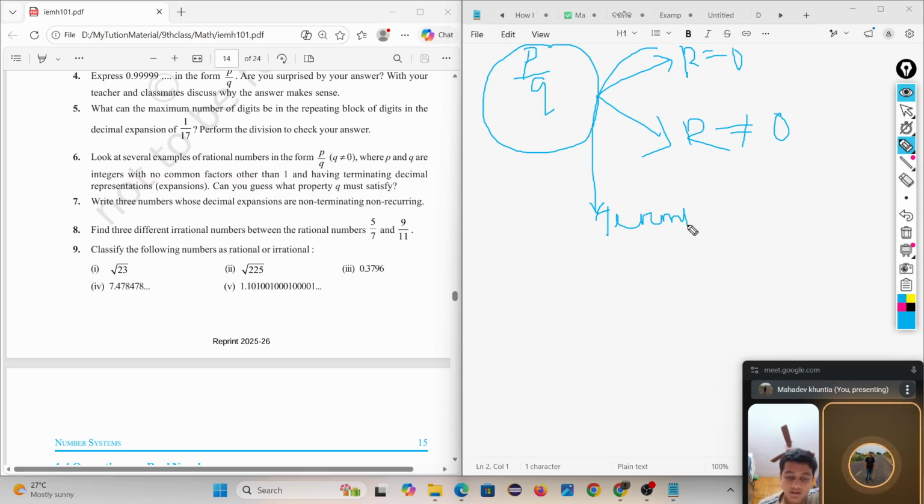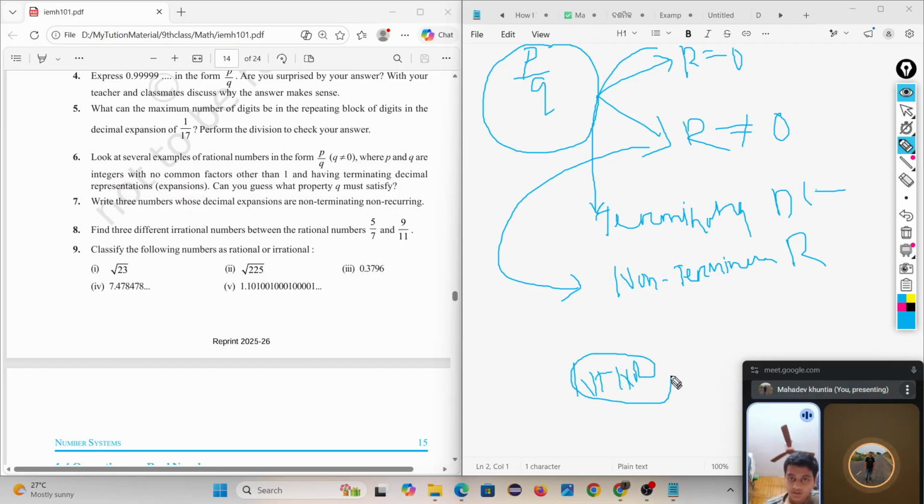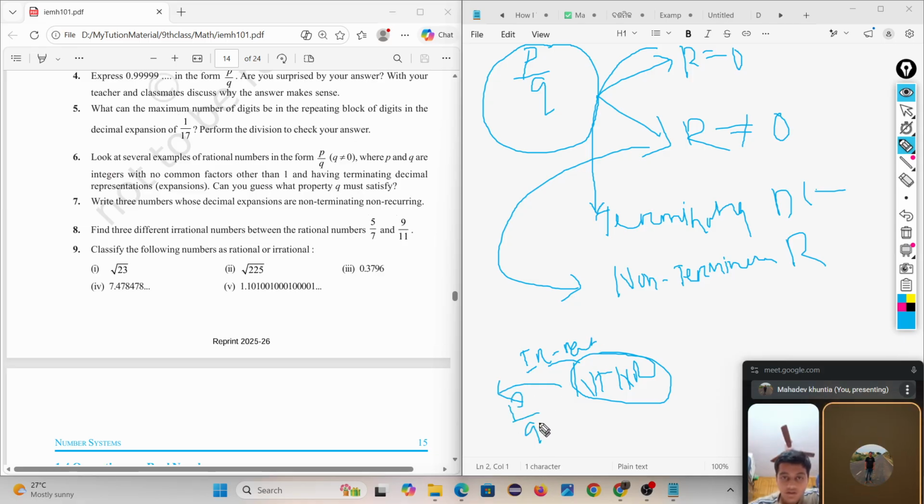Terminating. If remainder equal to 0, it is terminating decimal expansion. If remainder does not equal to 0, it is non-terminating, which is of two types. So it is non-terminating recurring, because I am telling about rational number. Non-terminating non-recurring are the example of an irrational number, and I cannot write an irrational number as p upon q. If I don't write p upon q, then how do I divide? This is only for rational number.